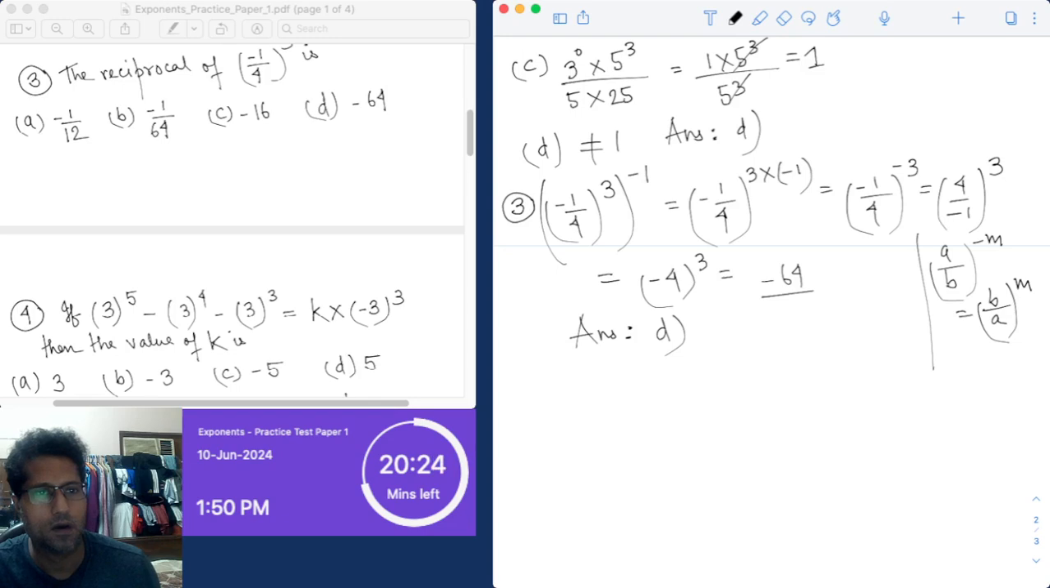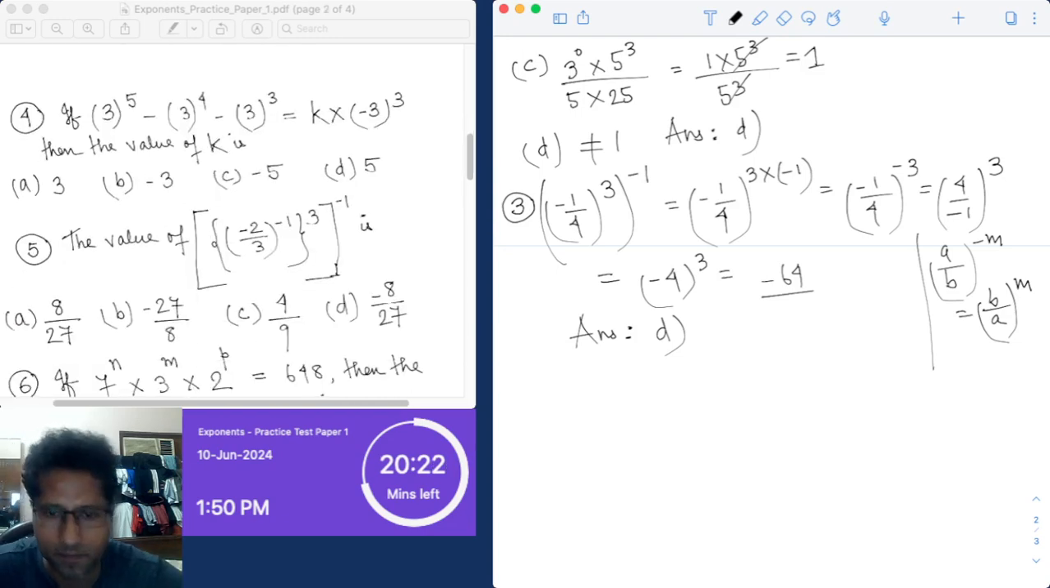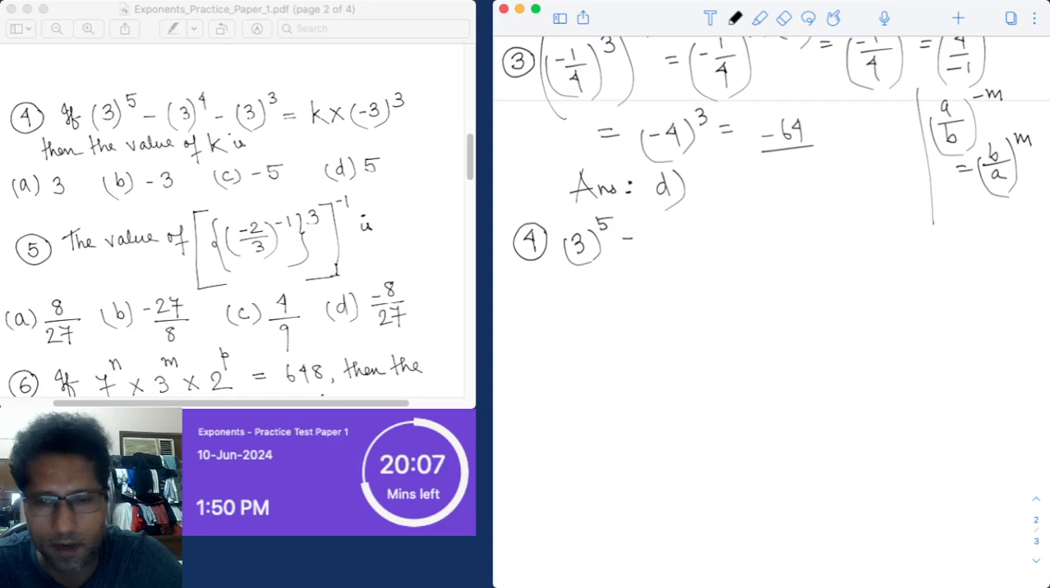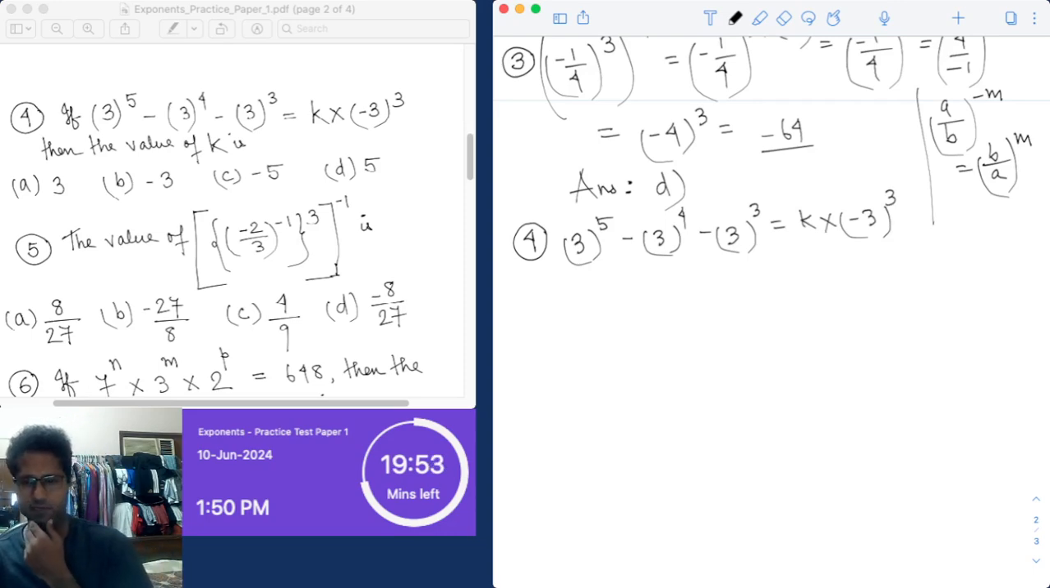Okay. Question number 4. Let's see. So it is given that 3^5 minus 3^4 minus 3^3 equals k into (-3)^3. If this equation is given, from here we have to find what is k.